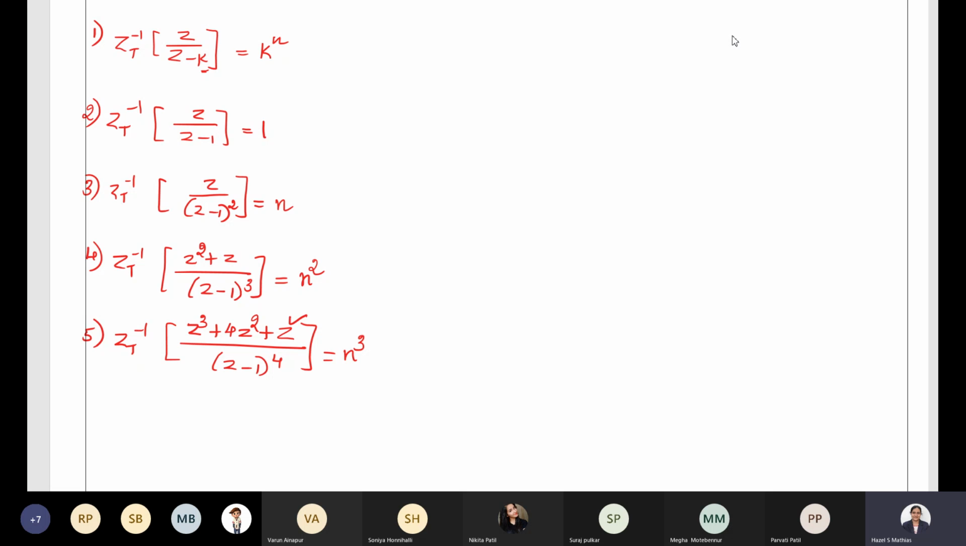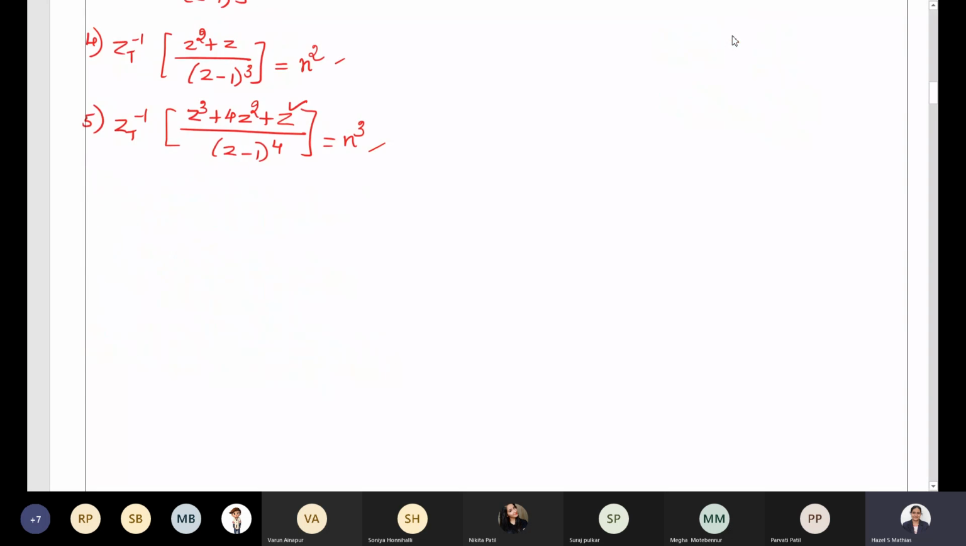So these are the standard inverse Z transforms which we need to remember, like how you remember any formulae. These are similar to your Z transforms, just the reverse case. As we know, Z transform of K power N is Z by Z minus K. Inverse Z transform of Z by Z minus K is K power N. Similarly, Z transform of 1 is Z by Z minus 1, so inverse Z transform of Z by Z minus 1 will be 1. This is just a reverse process. If you remember those standard Z transforms, writing inverse Z transforms is easier. There is not much difference between them.